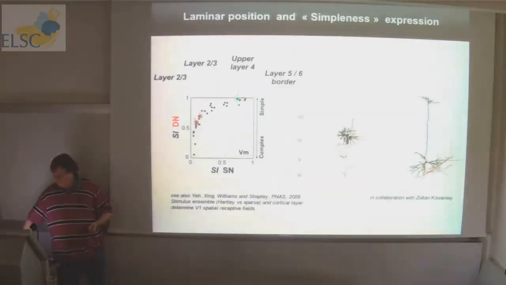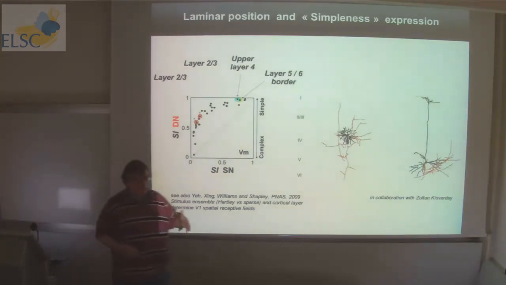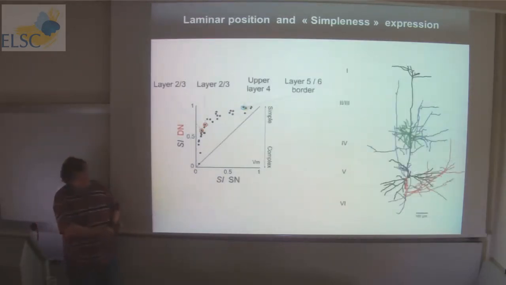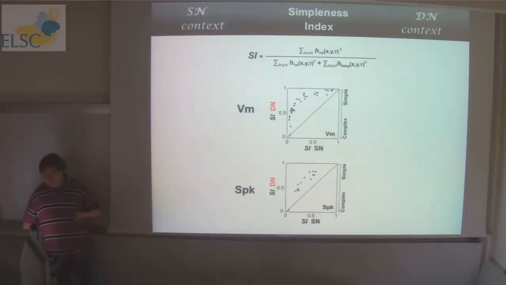Okay, so now the continued experiment. You fill the cell with biocytin. You reconstruct the cell, so we did that with Zoltan Kisvarday. And it's remarkable to see that the cells which are the least sensitive to input statistics are in fact the target cells in layer 4 and the border of layers 5 and 6. And the cells which are the most sensitive, so the furthest away from the diagonal, are in fact cells of layer 2, 3. And here are examples of different cells which have been recorded in these experiments, which shows you that, of course, it could be that in the lamina which receives the direct input, the dependency on the feedforward afferents is stronger, but this is not the case outside these recipient layers.